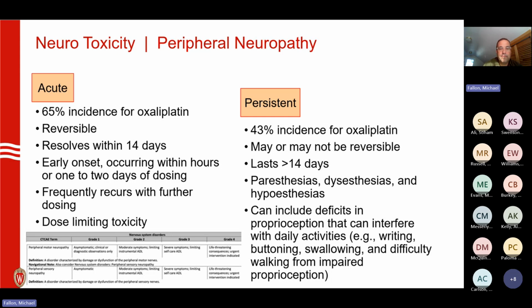So paresthesias, dysthesias, hypothesias, and it can also affect activities of daily living. There are some patients that are very distraught with this adverse effect. I've had knitters who said they'd rather not have chemo than not be able to do their hobby. Artists as well have complained a lot about this, but it is something to take very seriously.